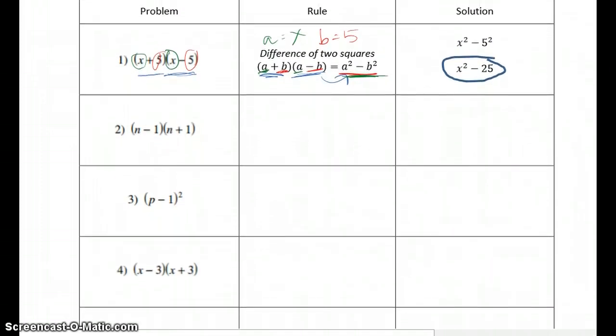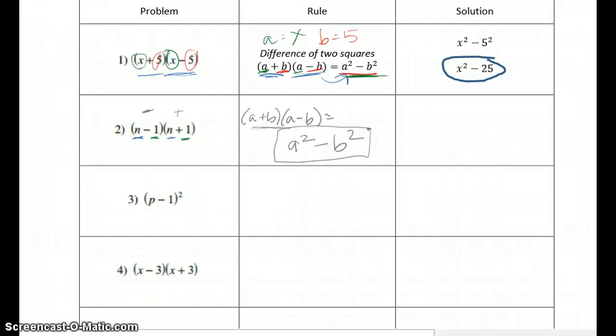So let's do example number 2. Our first term in each of these polynomials is n, and our second term in each of these polynomials is a 1. And in one of these polynomials we are subtracting, and in the other we are adding. So we're going to use the rule a plus b times a minus b equals a squared minus b squared, since our problem looks like this, two polynomials multiplied together with the same terms, just one adding and one subtracting.